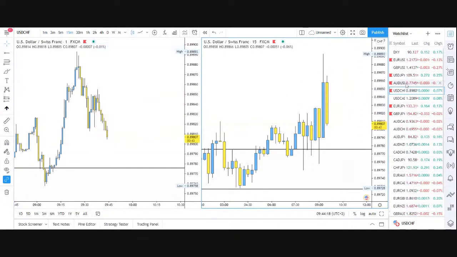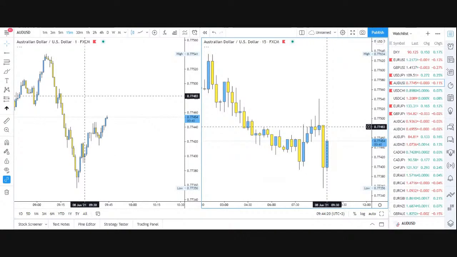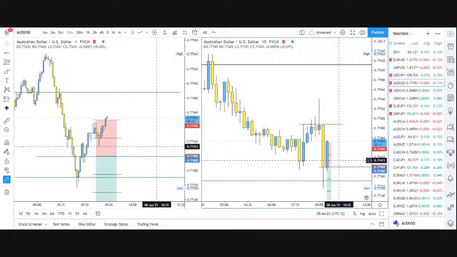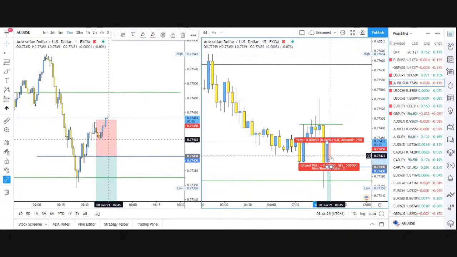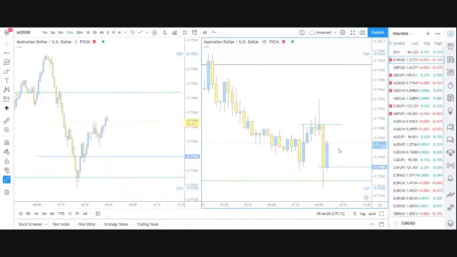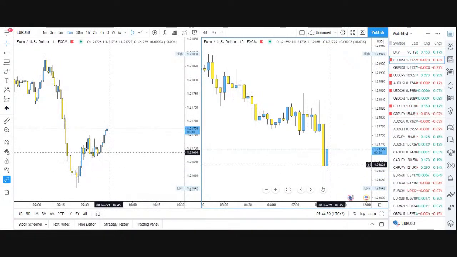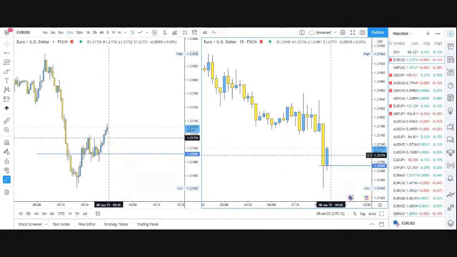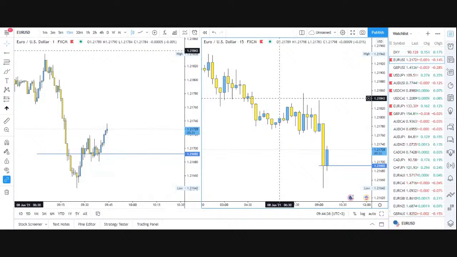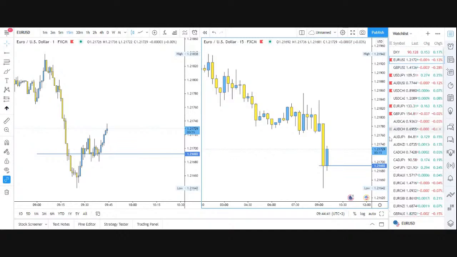Let's delete this, go to AUD USD, let's delete this too, Euro USD, delete this too. Okay, so you can see that we never really turned bearish after that. So let's see how the next 15-minute candle plays out, and if everything goes well, we should then be good. Okay, we should be able to get another trade in.